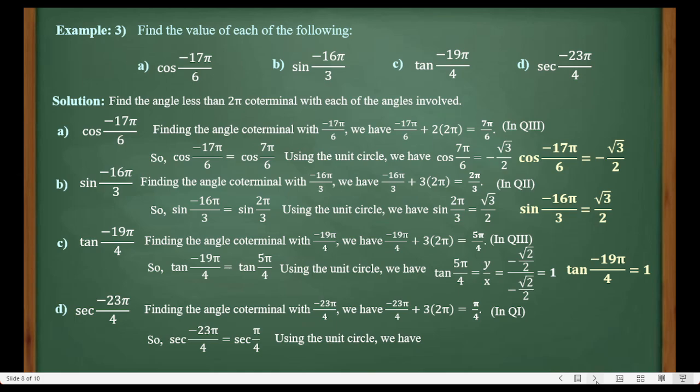Using the unit circle again, we have secant of pi over 4 is 1 over x, and we know that x is 1 over square root of 2. Simplifying this expression, you will get square root of 2. Therefore, secant of negative 23 pi over 4 is equal to square root of 2.